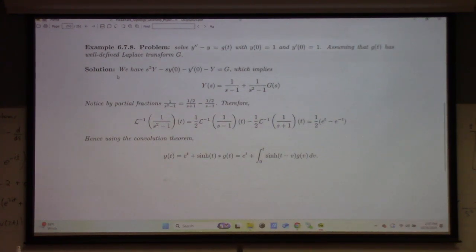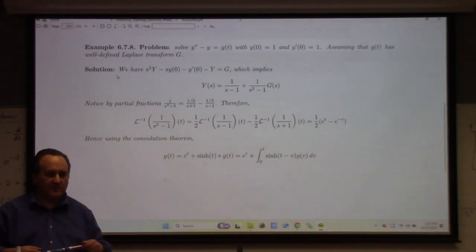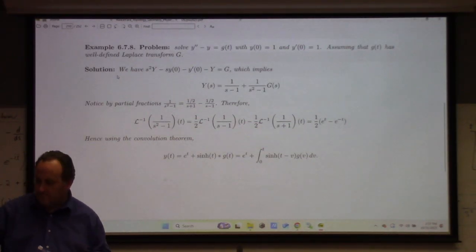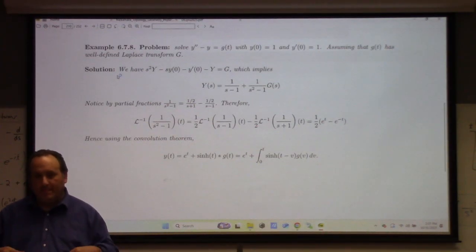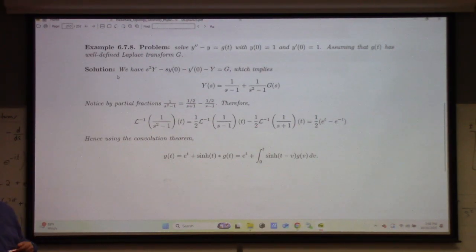Now, where are these integrals? Is there another way you could understand where these integrals come from? Do you guys have any ideas? How else could you produce an integral solution for these problems? How did we find an integral solution before? For an arbitrary forcing function, what technique did we use? You guys remember?